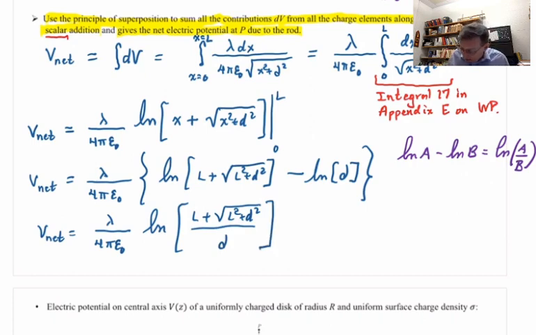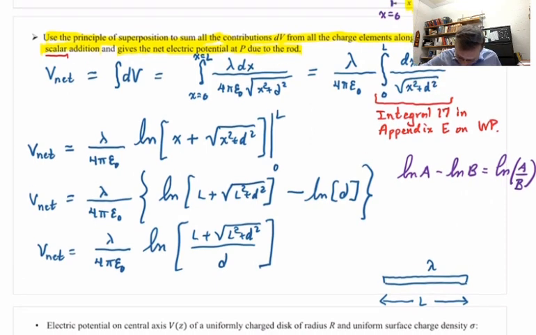Now let's be clear what we've done. We've got a rod. It's got a total length L. It's got a uniform charge per unit length, lambda, along it. And we have gone perpendicularly upward above one end to a point that is a distance d above the end.